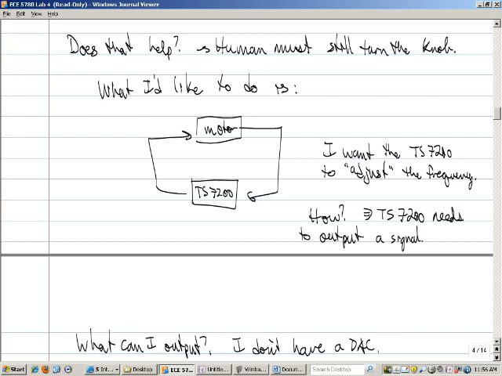Unfortunately, we're still in a situation where a human has to turn a knob in order to impact the frequency that we're outputting. Now, what we want to do is, instead of having a human turn the knob, we want to have a TS7200 turn the knob.